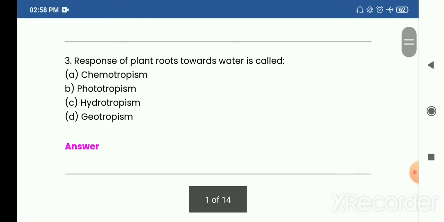Question number 3. The response of plant roots towards water is called chemotropism, phototropism, hydrotropism, or geotropism. Chemotropism means attraction towards chemicals, phototropism means attraction towards light, and hydrotropism means attraction towards water. So here option C is the right answer: the response of plant roots towards water is called hydrotropism, and geotropism is towards gravity. So option C is the correct answer.